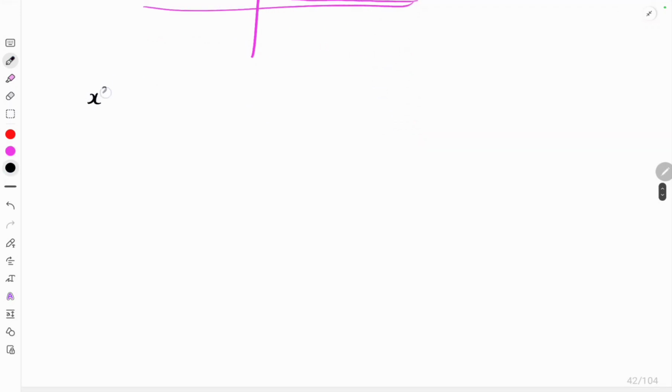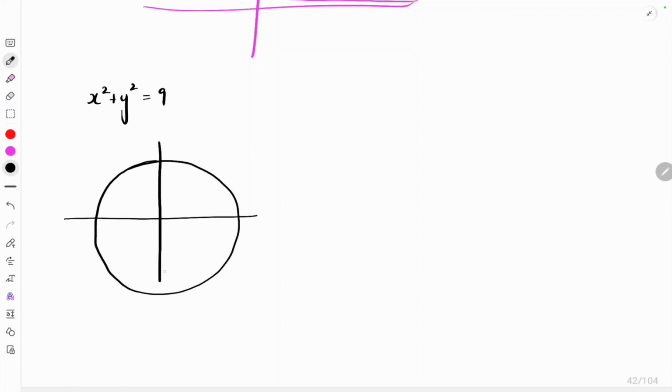Suppose we have x square plus y square equal to 9. We know this is a circle equation, with center at the origin and radius 3, so it will be like this. And if I write y square equal to 9 minus x square, then y will be equal to plus or minus root of 9 minus x square. So plus is for above the x-axis.